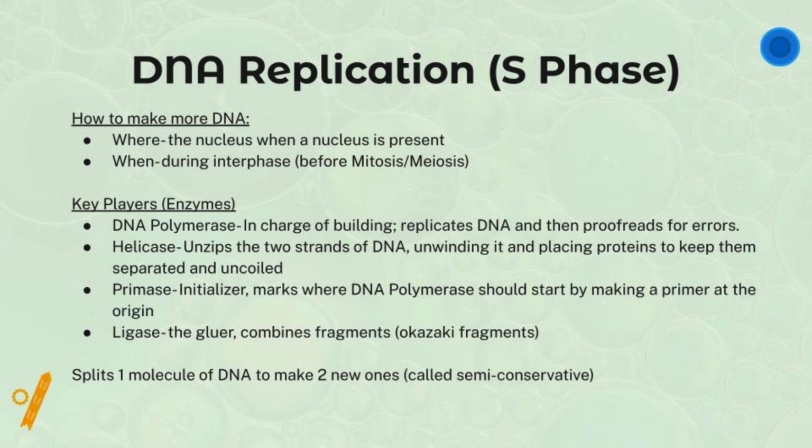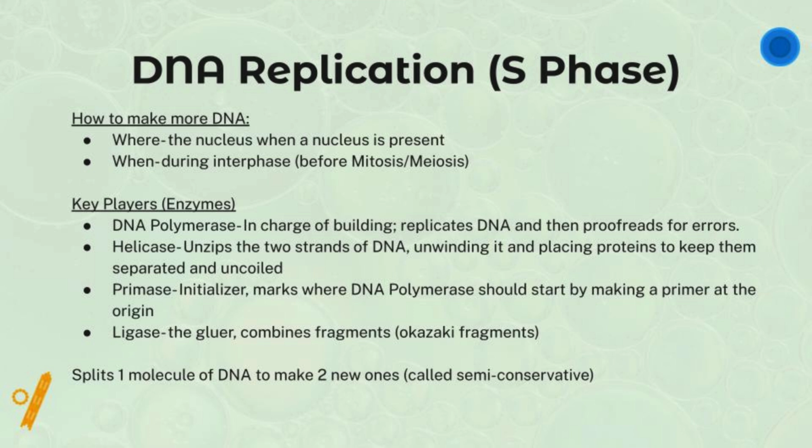So let's take a close look at the S phase. So this is how we make more DNA. It's going to be in the nucleus if the nucleus is present. In prokaryotic cells, since they don't have nuclei, it'll just happen in the cytoplasm. This occurs during interphase before we hit the mitosis or meiosis steps.